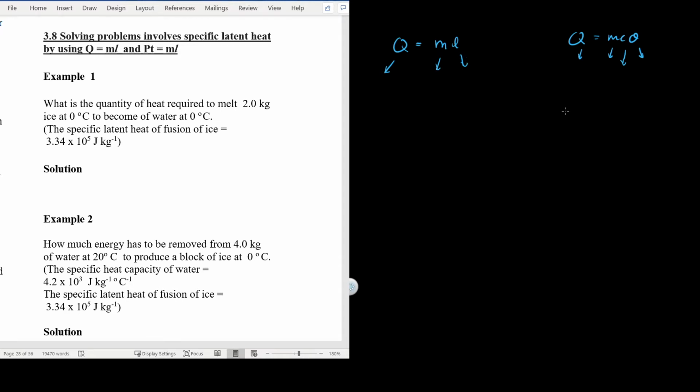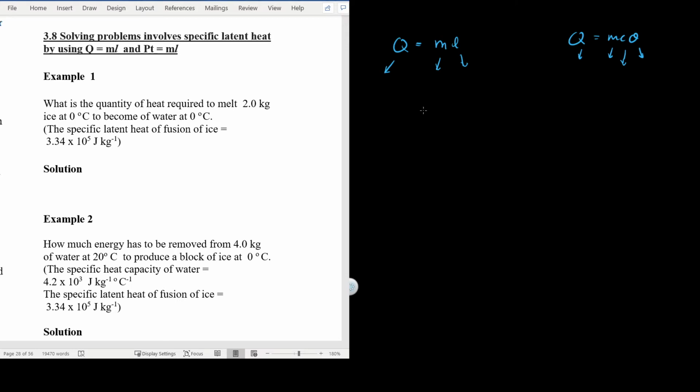So first let's look into example number 1. What is the quantity of heat required to melt 2 kg of ice at 0 degrees Celsius to become water at 0 degrees Celsius? Given the specific latent heat of fusion of ice is 3.34 times 10 to the power of 5 joule per kilogram.